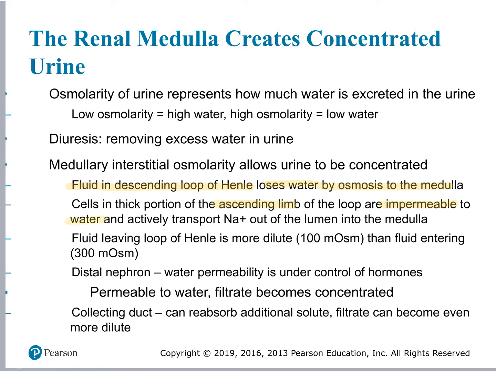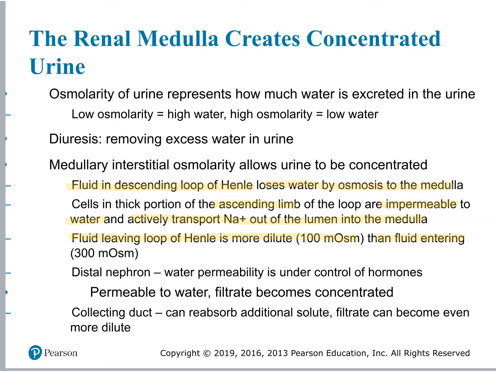There are no water channels in the ascending limb of the nephron loop, but they are actively transporting sodium out of the lumen and into the medulla. So instead of losing fluid, it's losing solute. And if you lose solute, that means it becomes more diluted. So that means the fluid that's leaving the loop is more dilute than the fluid that entered it. If we just remember from back in chapter 19, the osmolarity of the filtrate as it leaves the glomerular capsule is 300 milliosmoles. But then by the time it goes through the nephron loop, it's going to be 100 milliosmoles because it lost fluid and then it lost ions.